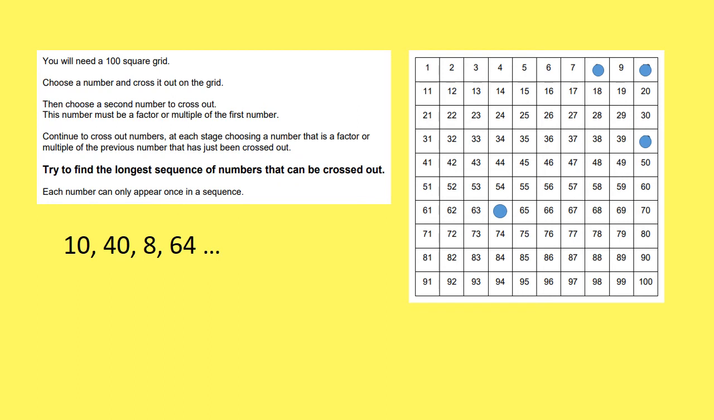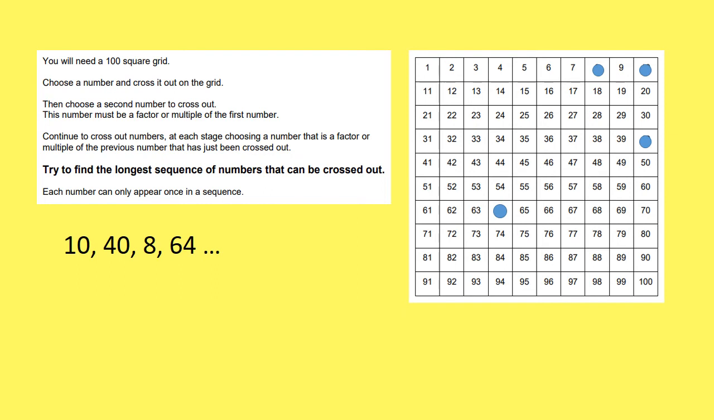So I've started making a chain here. I started with the number 10, so I've written it down in my sequence and I've put a blob to cross it out on the grid. Next I've gone for 40 because 40 is a multiple of 10. 4 times 10 is 40, so I've put a blob over 10, a blob over 40 and I've written 40 as my next number.